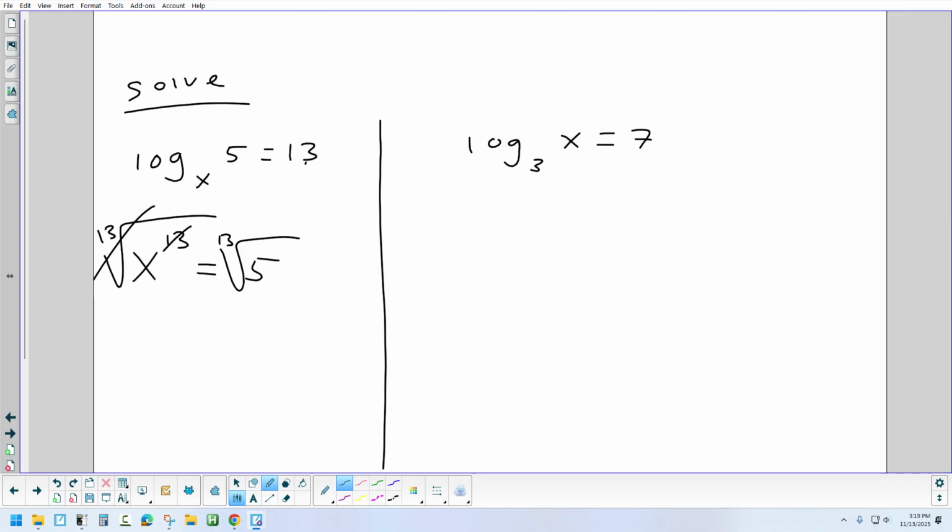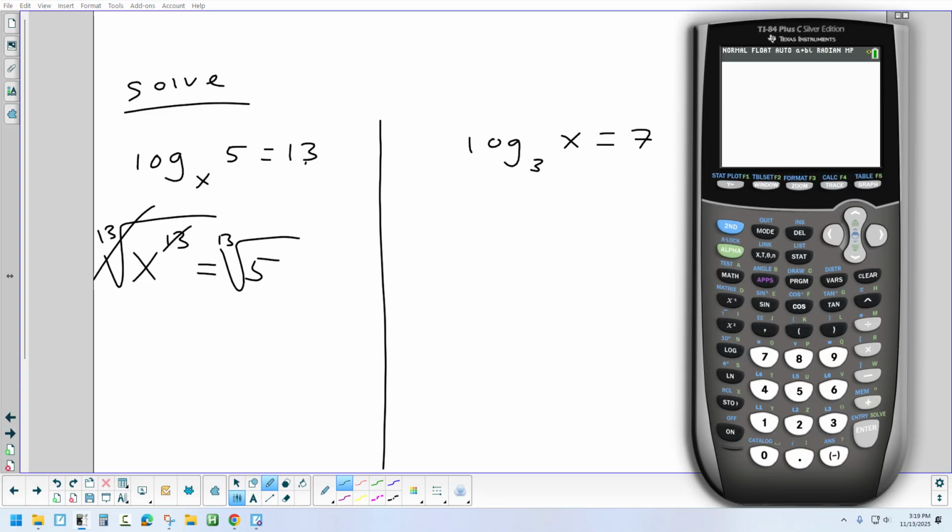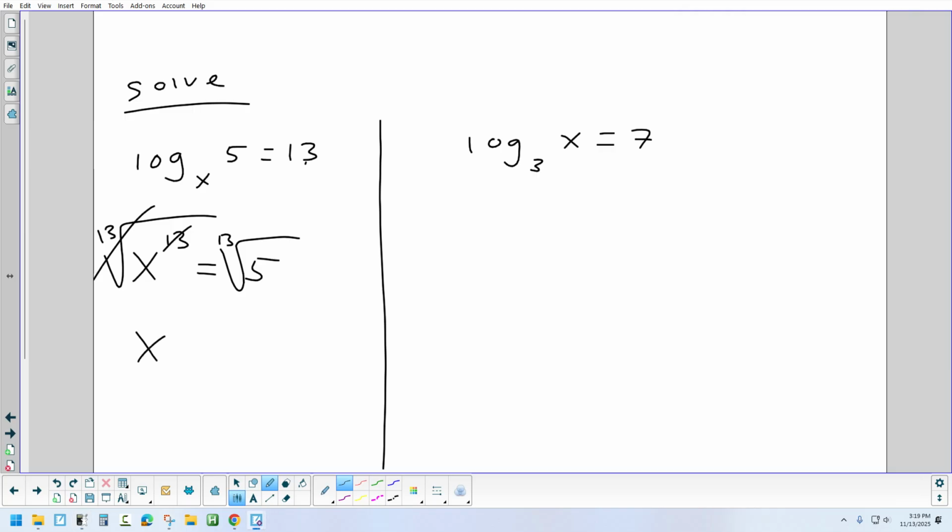If I ask for a decimal, do people know how to type in the 13th root of 5? No? So on the calculator, you have to put your index in first, and then the math menu, then 5. That's how you do any root. You don't have a button for it. So it's about 1.13. But if they don't ask for the decimal, you can also just leave it as the 13th root of 5. All right, so that's solving where the variable was the base.